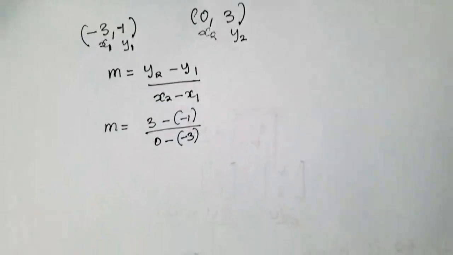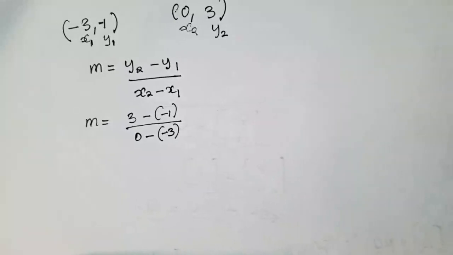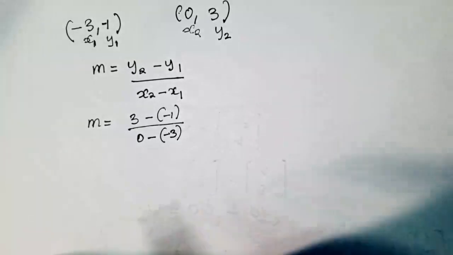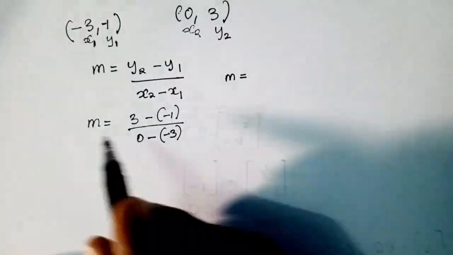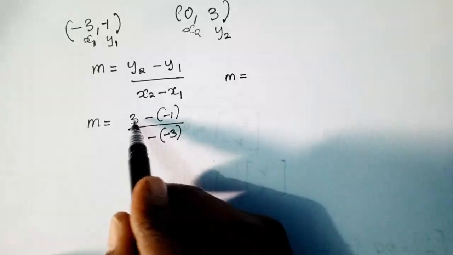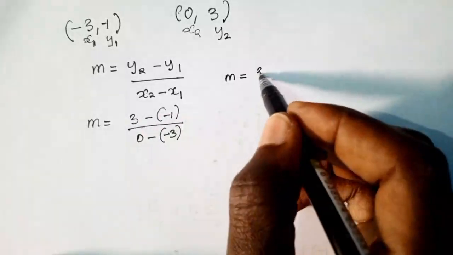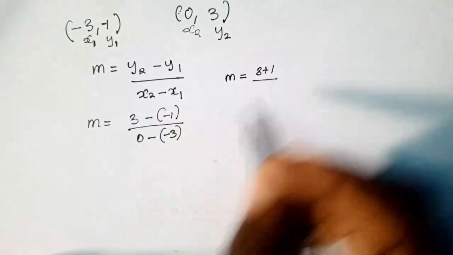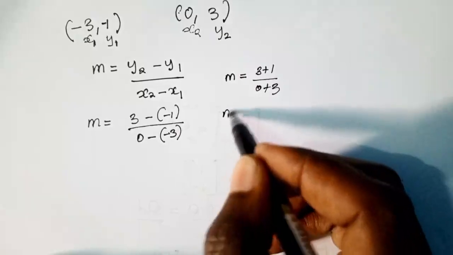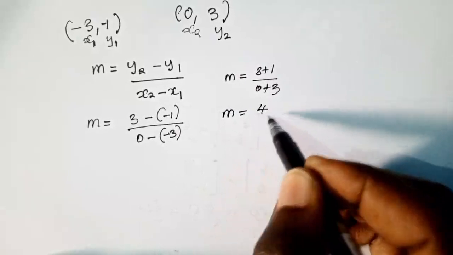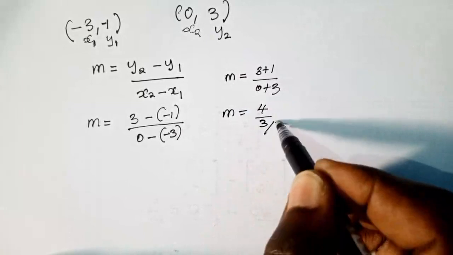From here, we end up getting gradient equal to 3 plus 1 over 0 plus 3. So the gradient is 4 over 3.